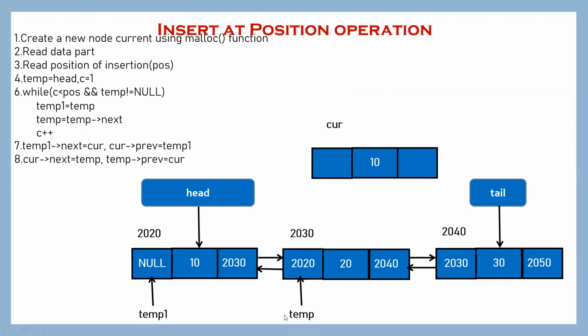Now this is temp1 and this is temp2. Now again the counter is going to be incremented by 1. So the counter value is how much now? 2. Again we are checking the condition 2 less than 3. Is this condition true? Yes. Again repeat the process. What is the process to be repeated? This will become temp1 and this will become temp. This 20 will become temp1 and 30 will become temp.